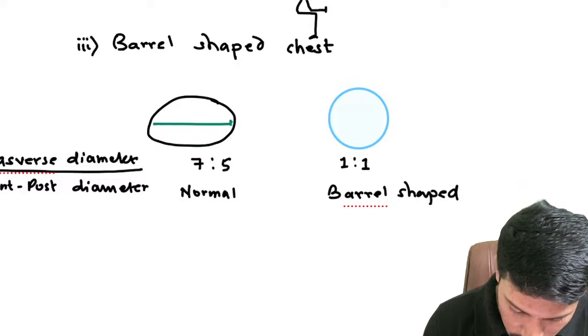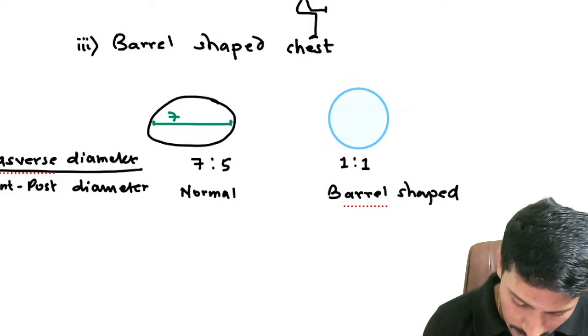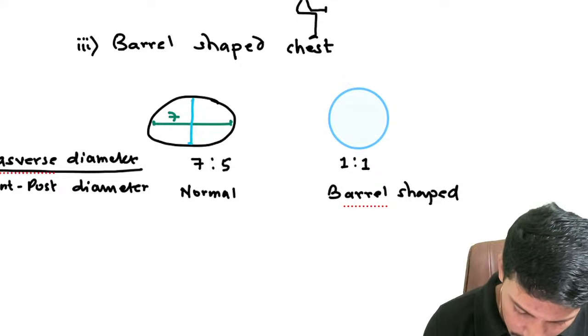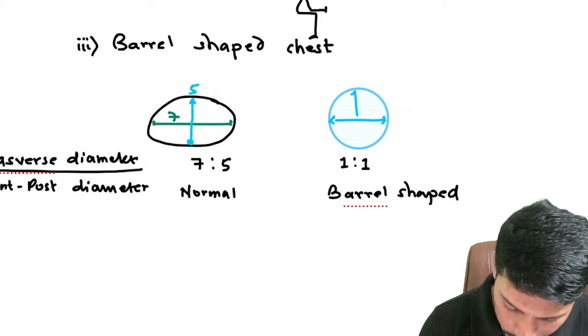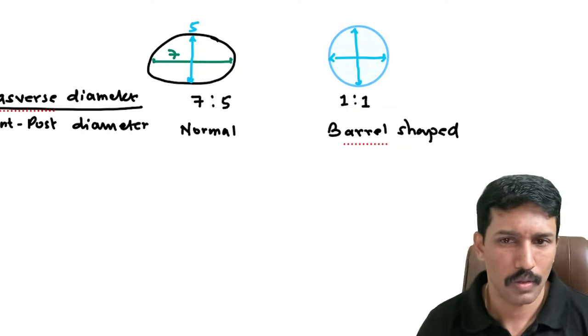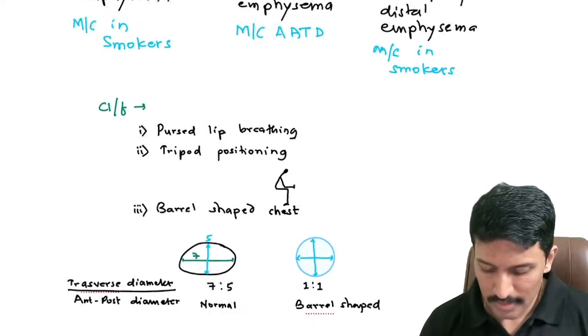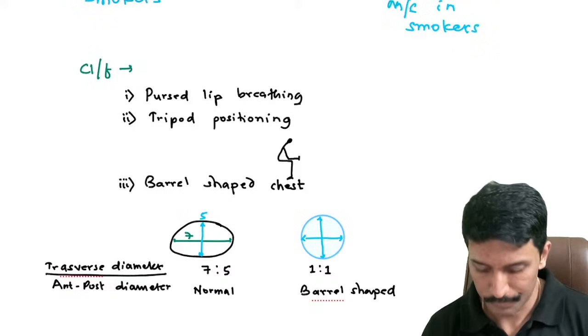So here the transverse diameter will be 7 and the anteroposterior diameter will be 5. Here both are 1:1, meaning 7:7, that's 1:1. So these are the key findings that we get in emphysema, right? These are the 3 things you need to write.